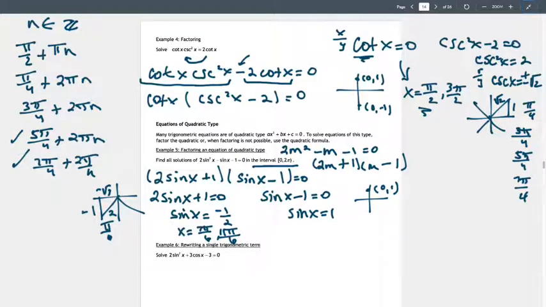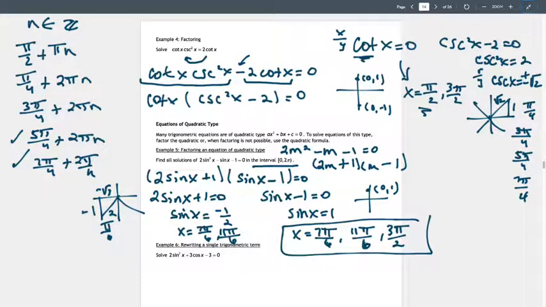So all of my solutions are x equals 7 pi over 6, 11 pi over 6, and 3 pi over 2. So those are your solutions for that one. All right, let's do another one.